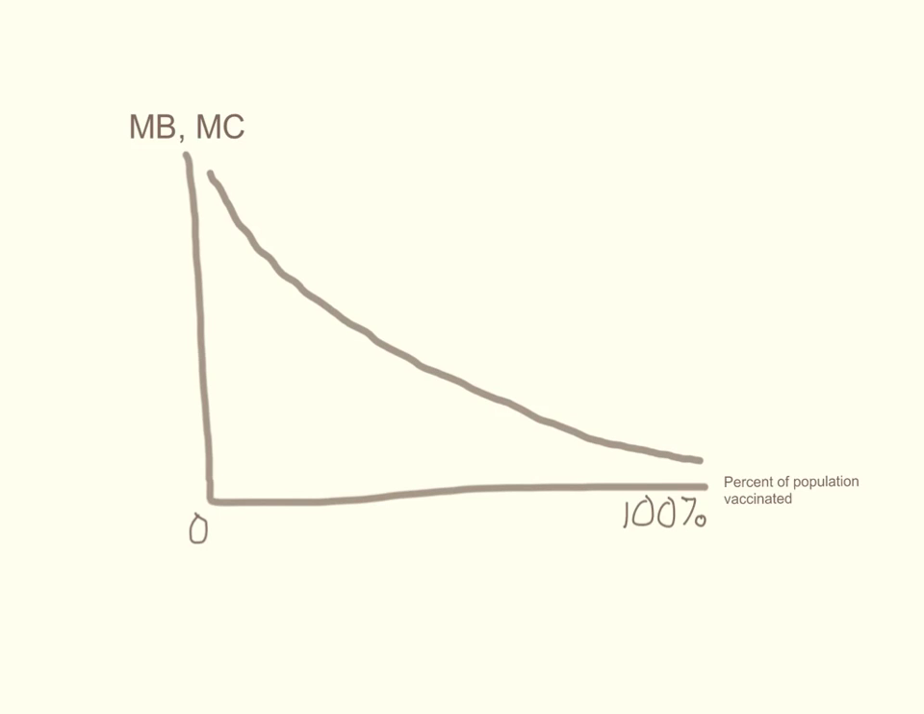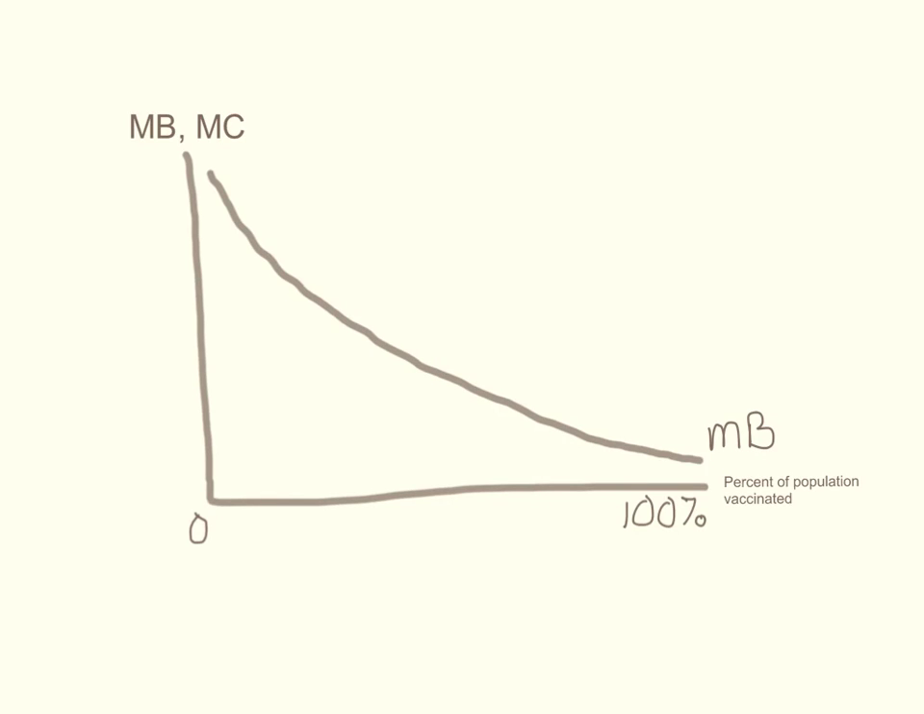So we would see marginal benefit decreasing at perhaps a decreasing rate, so that we never actually get to zero or even negative marginal benefit. In other words, even up to the final person getting vaccinated has at least some benefit.